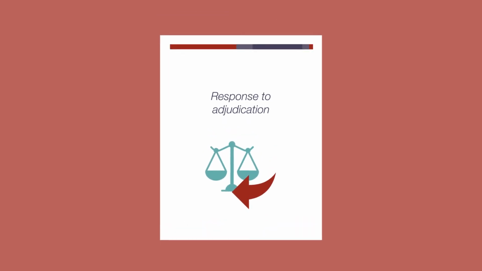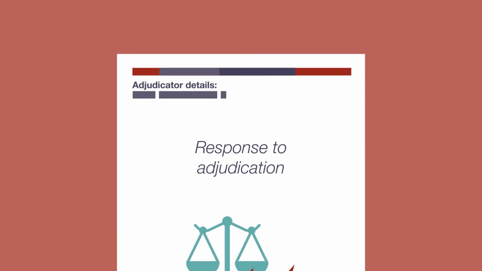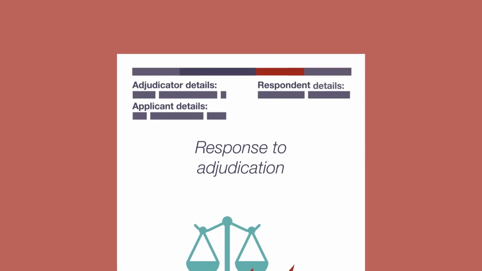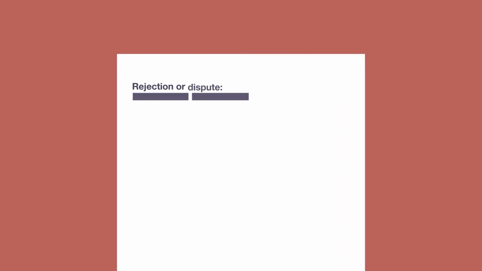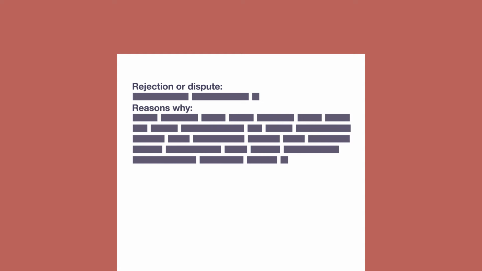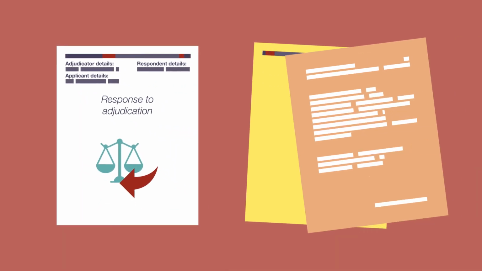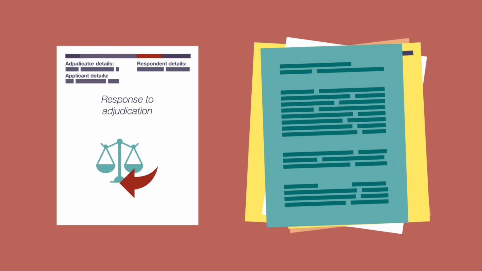The response must contain the names and contact details of the adjudicator, applicant, and respondent. Outline whether the respondent rejects or disputes the payment claim, as well as any statements or claims in the application that the respondent believes are wrong or not accurately described. And set out or have attached all supporting information, documentation, and submissions on which the respondent relies.